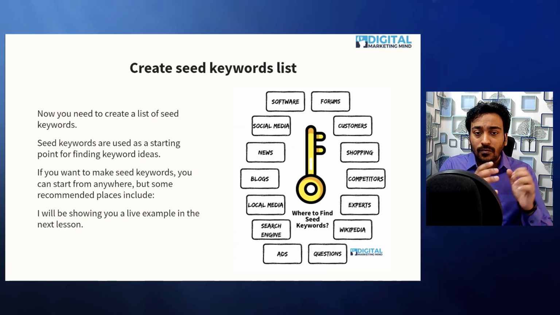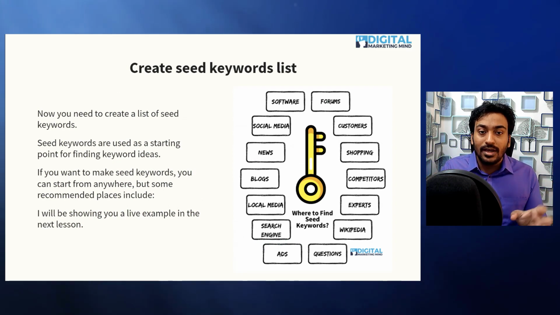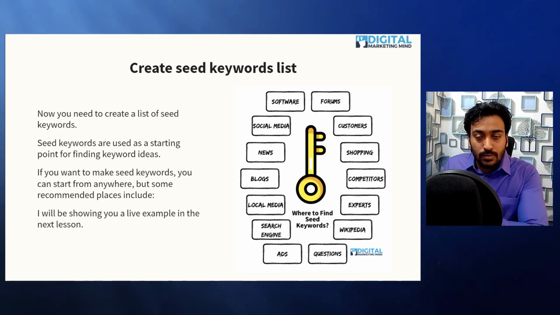Now the reason we do all this questioning process is to create a seed keyword list. You now need to create a list of seed keywords. We already know what seed keywords are. I explained that in my keywords guide: these are the keywords we will be using in our keyword research method, whatever the method can be, to generate more keyword research data based on that seed keyword. So seed keywords are used as a starting point for finding keyword ideas or keyword lists.